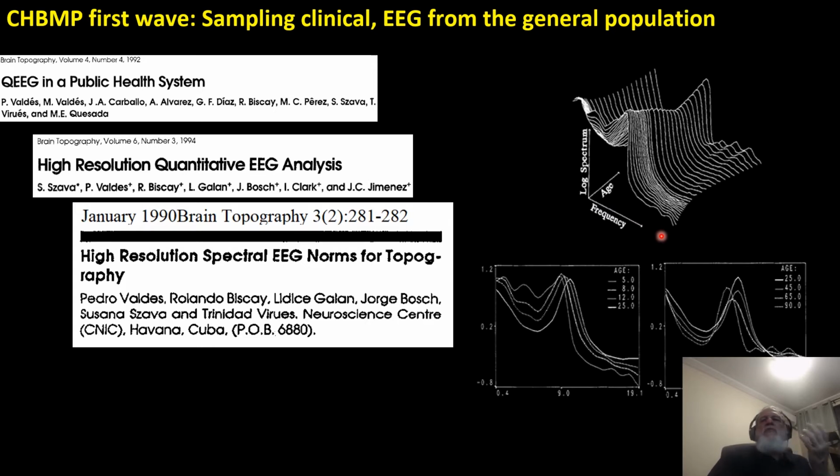call the first wave of the Cuban human brain mapping project, where we sampled from the general population in a stratified fashion. We then screened those people for that were, let's say, within a functionally healthy network, and this is what we've done for many years. We've guaranteed, since in Cuba healthcare is totally free, their treatment. And then with the people that were left, we created normative databases.